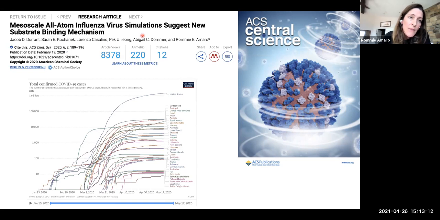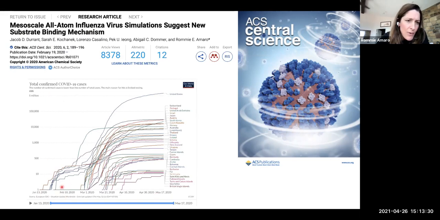That same week that this publication went to press, something else in the world was happening, and that was that we started to really become more aware of COVID-19. What I'm showing here is the total confirmed COVID-19 cases on a log scale for the early months of the pandemic, from January through May.